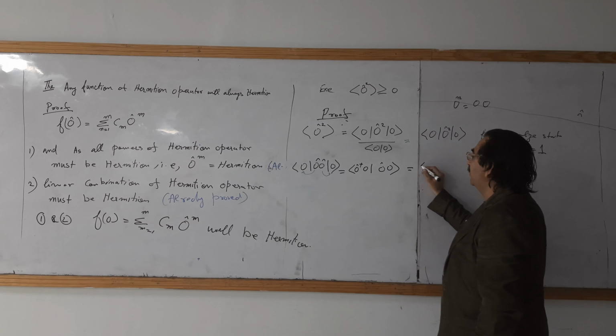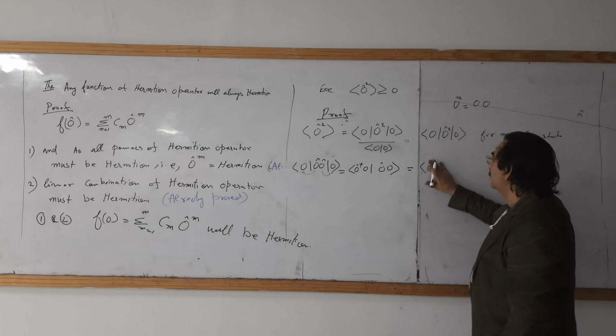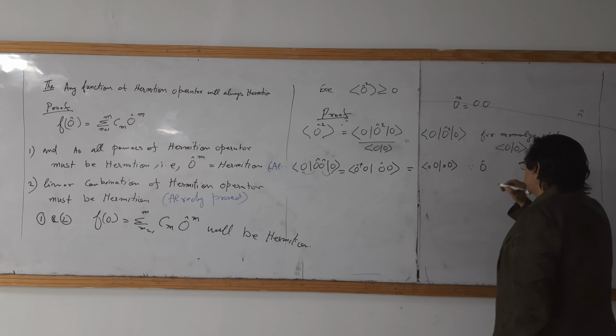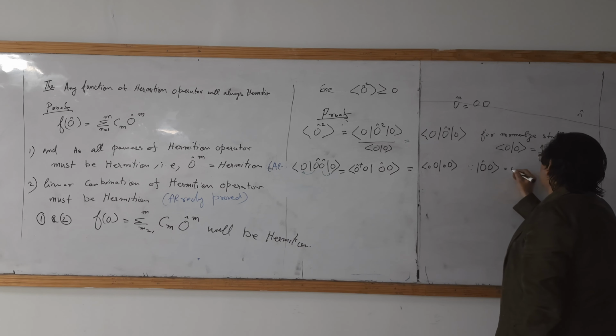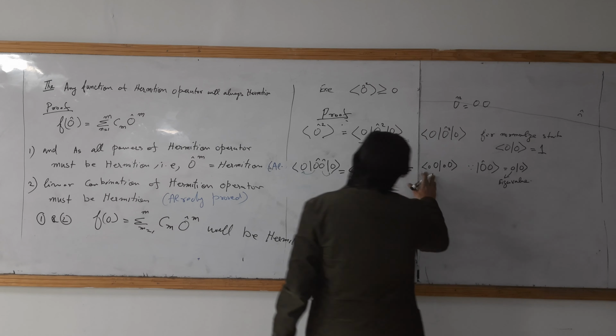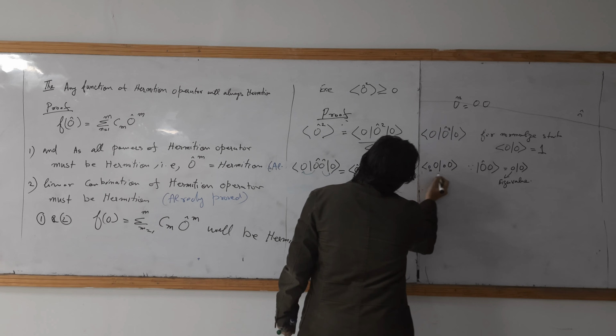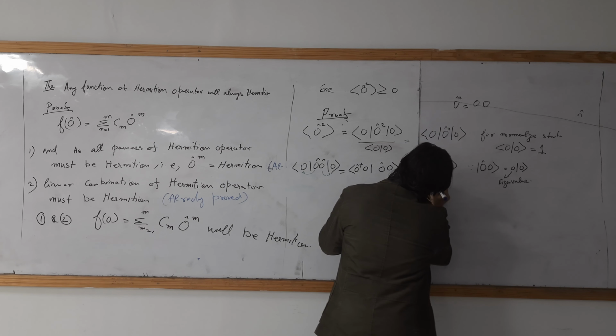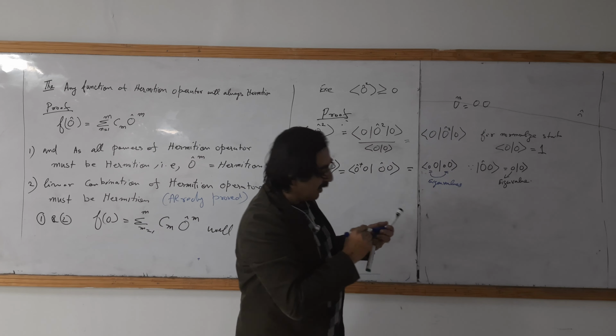If the eigenvalue of O is small o, applying O on the ket will give the eigenvalue small o, and the O operator applied on the bra side also gives small o. These small o's are eigenvalues. When it comes from the bra, that will be the complex conjugate.